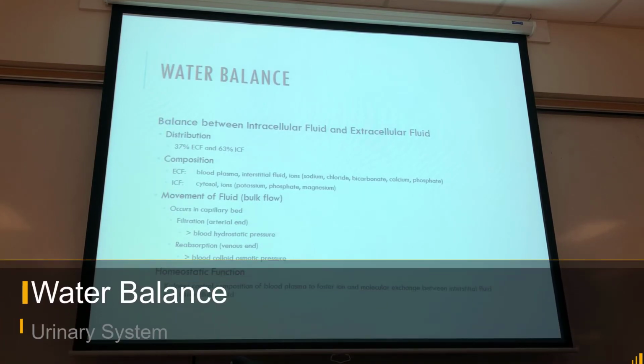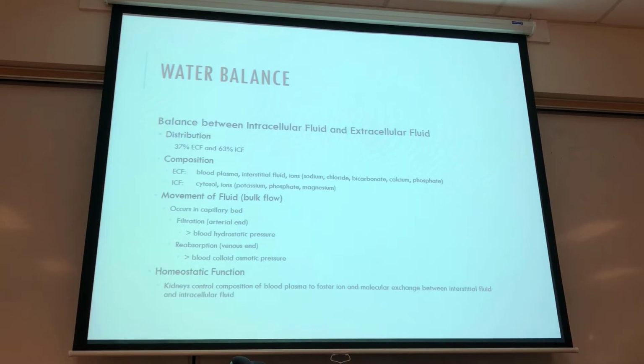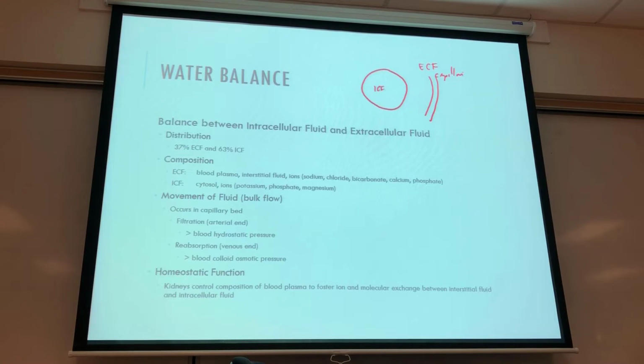Looking at our water balance, I do want to point out, again, looking at the cell. In the cell, we're going to have our intracellular fluid, and then the water on the outside is going to be our extracellular fluid. And as a recap, we know that the bulk of our extracellular fluid is going to consist of blood flowing through the capillaries, as well as the interstitial fluid surrounding.